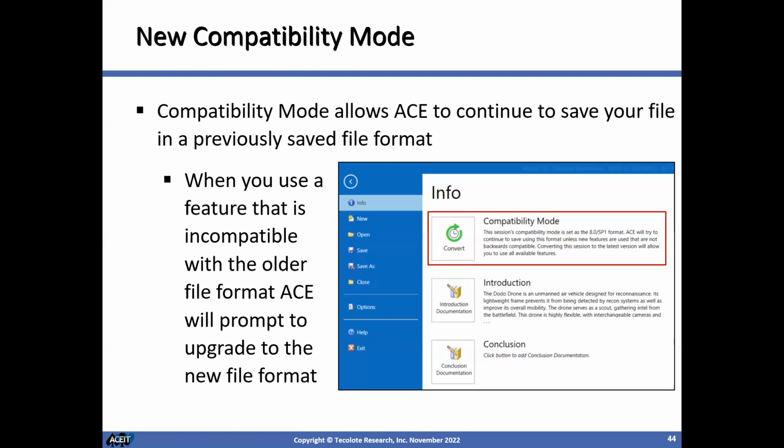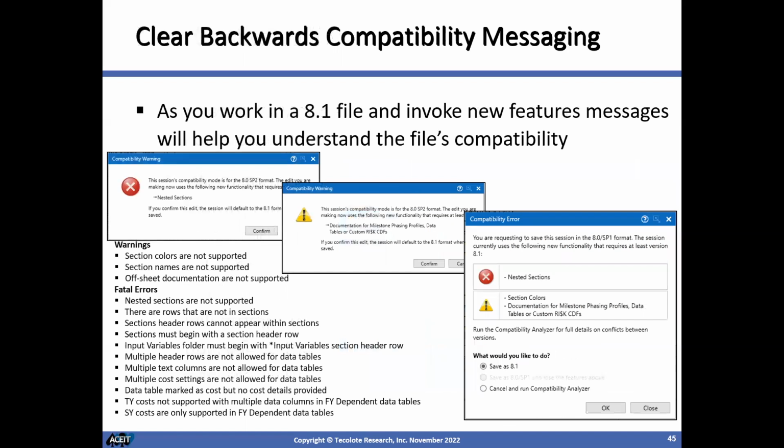As you are working in the software, if you invoke one of the new features, where you're basically entering information that previous versions of the software will not understand, we are going to message that to you. Sometimes that will be a warning message that says you're going to lose colors and things like that. In other places, they will be messaged as a fatal error, meaning it's going to affect the structure or something of the file.